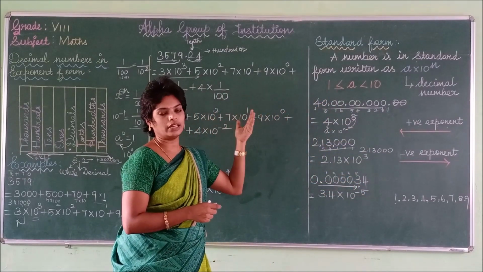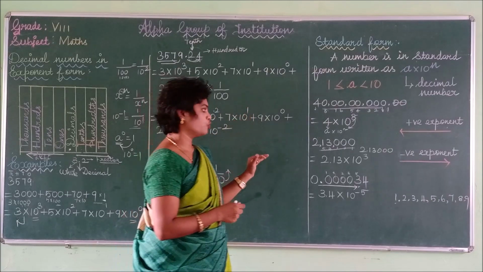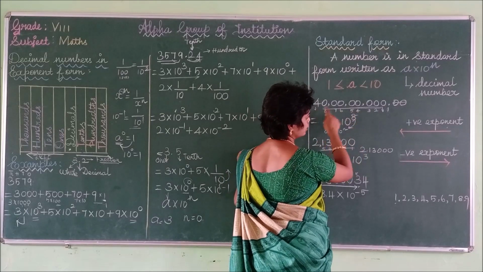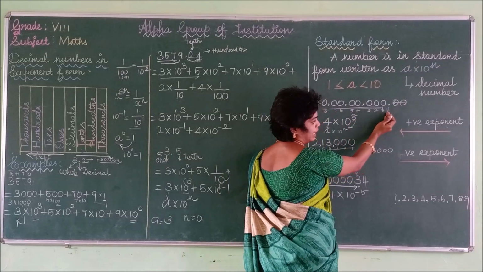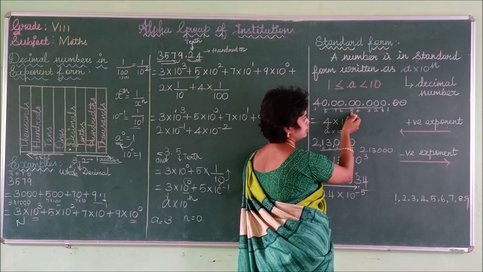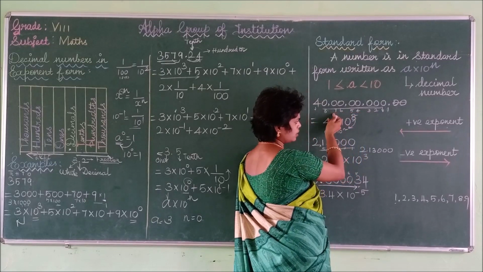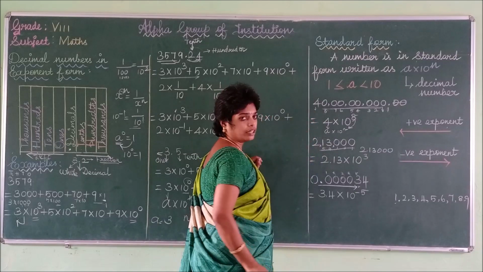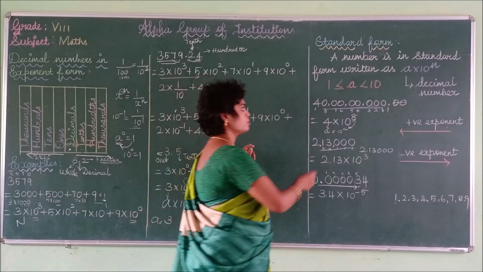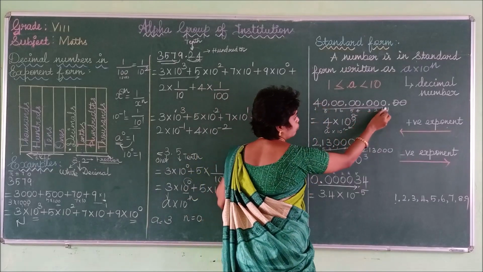Not 10, also more than 10. 10, 11, like that you should not write. So listen here carefully. From this problem you can read from right to left: ones, tens, 100, 1000, 10,000, lakh, 10 lakh, crore, 40 crores. That means how we can call this one? 40 crores.